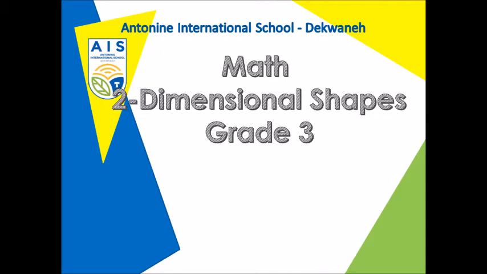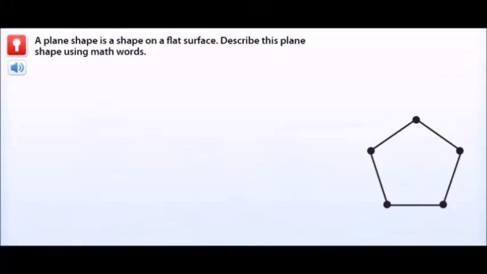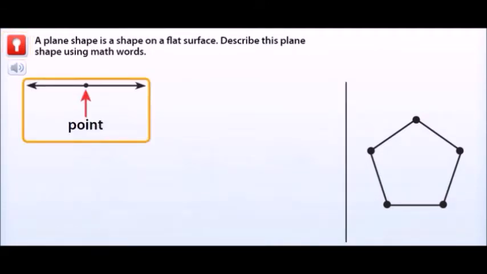It's about two-dimensional shapes. Here's an example of a plane shape. A plane shape is a shape on a flat surface. Let's describe this plane shape using math words. A point is an exact position or location. It is shown using a single dot.